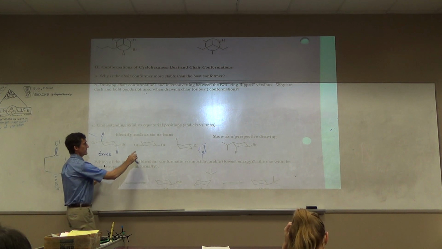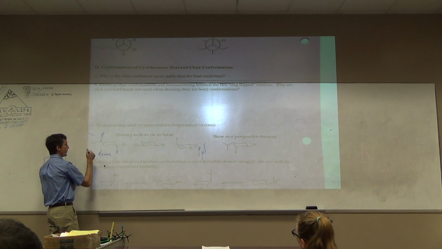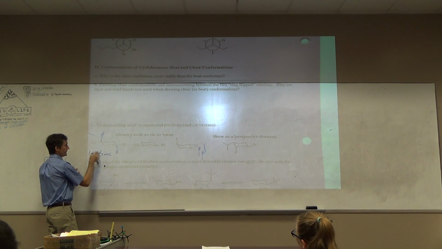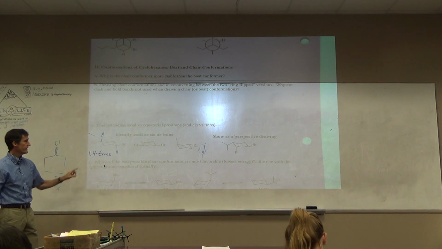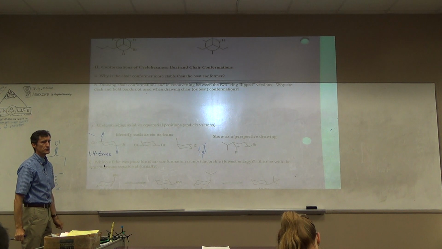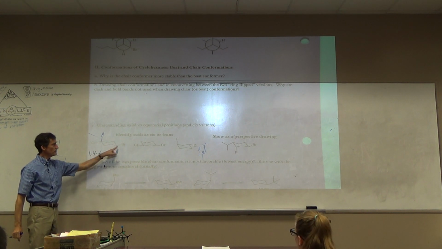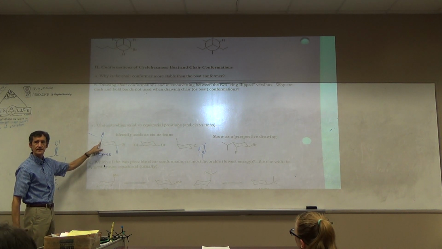How about this compound? By the way, this is 1,4. 1,4 trans. That's a relationship between the two. If that's the one position, that's the 4. Now, nomenclature, you would have B comes before C, so that's really 1-bromo-4-chlorocyclohexane. Yeah?